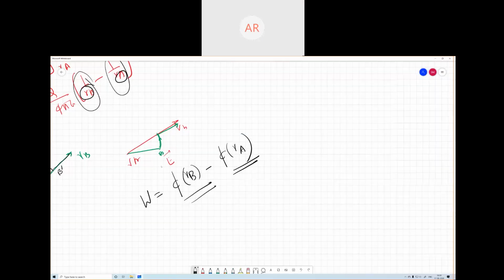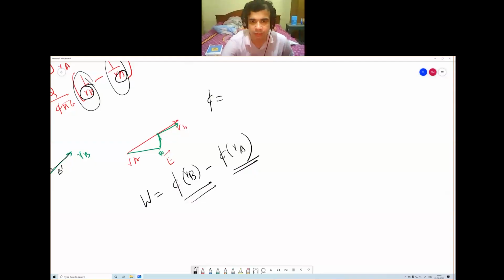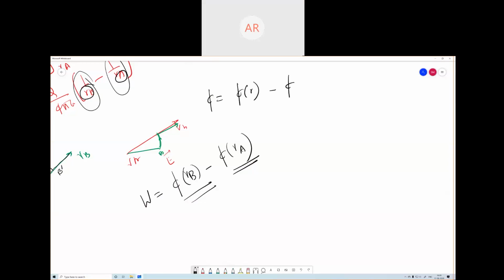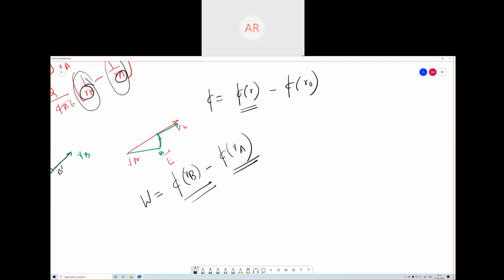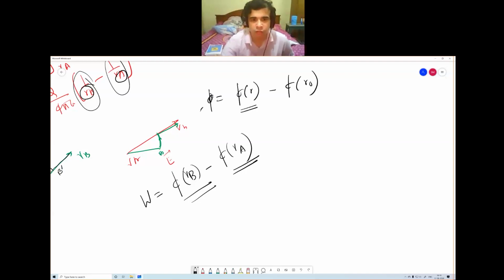So this electric potential, as somebody said, is from infinity to the point, or it is measured with respect to some reference point to the point. So the potential phi at a point R is given by phi R minus phi R0, where R0 is the reference point. Potential at a point R is given by the work done to bring it from the reference point to the given point.